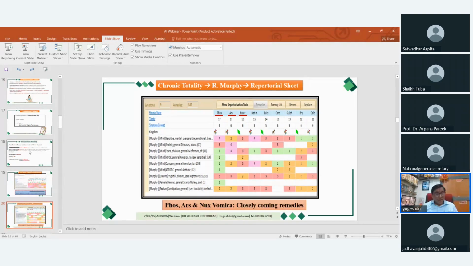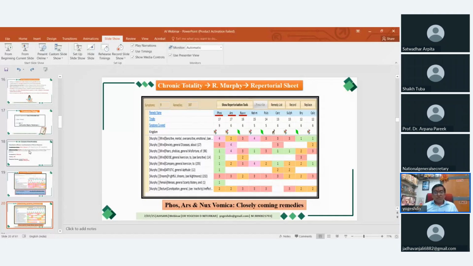As they were reflected in the acute picture, when I did the chronic repertorization for the chronic complaints, I found that again the three remedies are coming. The symptoms that I had taken for chronic: sensitive, mental, oversensitive, emotional, anxiety, general diseases about, fear, general misfortune of, aversion to noise, company, general aversion to, artistic, general aptitude, frightful dreams, menses, general scanty watery, constipation in general.